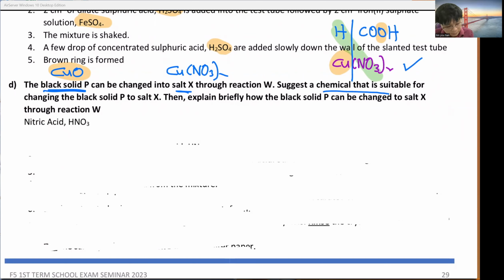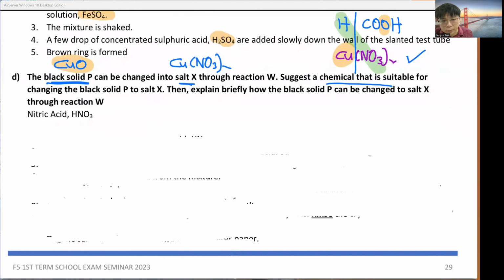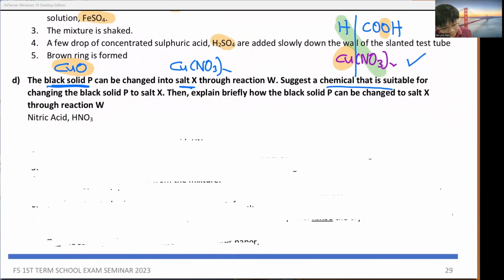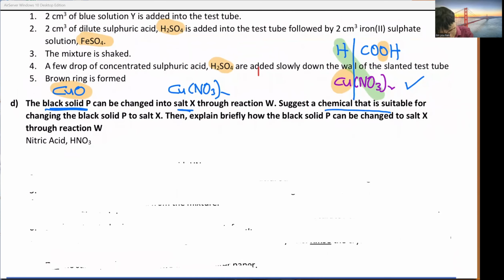We're going to do the complication. Why could I not put NaNO3? If you put NaNO3, the idea is this: it is Na plus and NO3 minus inside. But my copper 2 oxide is not soluble in water. So you put it inside, nothing happens. It's just like putting marble into water. Nothing happens, because marble doesn't dissolve in water.